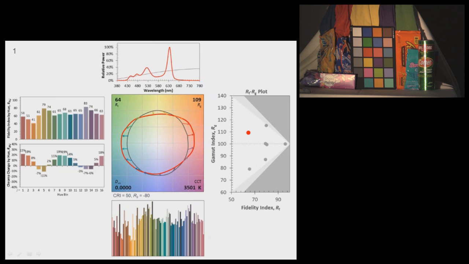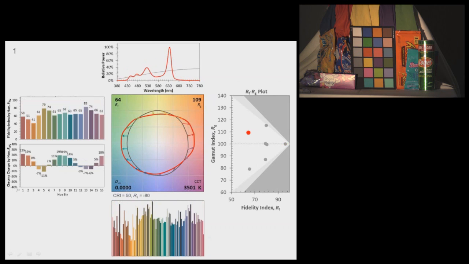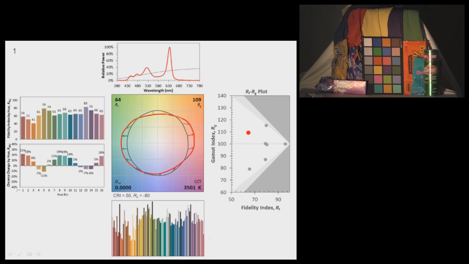I'm going to go back to 7. Okay, yep. Again, 7 is the highest fidelity, most similar to the reference. And then 1 is actually boosting the saturation here, especially of reds and greens. If you look at the vector graphic, it really shows that.